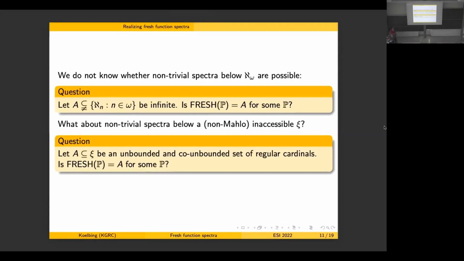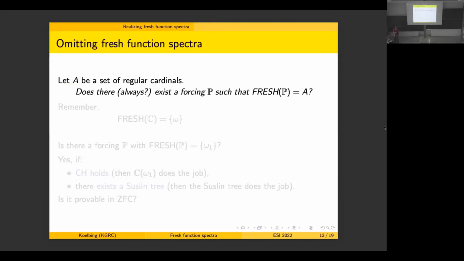So some questions. We do not know if we can get a strict subset of the aleph n's which is infinite. We can get all of them by collapsing, but we cannot avoid any of them. Also, if we have an inaccessible cardinal Xi which is not Mahlo, and we have an unbounded, co-unbounded set A of regular cardinals, we don't know if we can get this set A. So this was about what we can realize. And now the question is whether there is some set which cannot be realized, at least consistently.